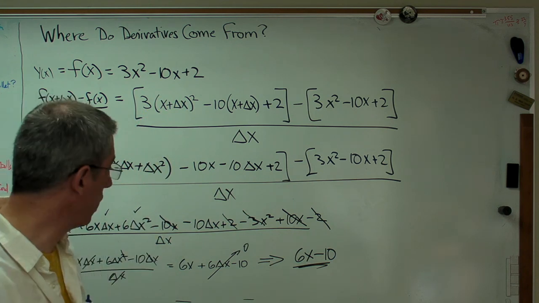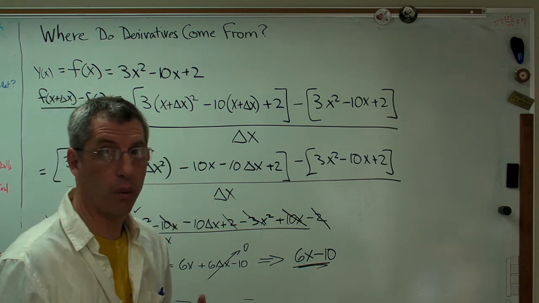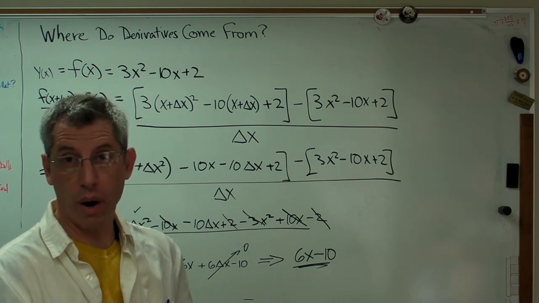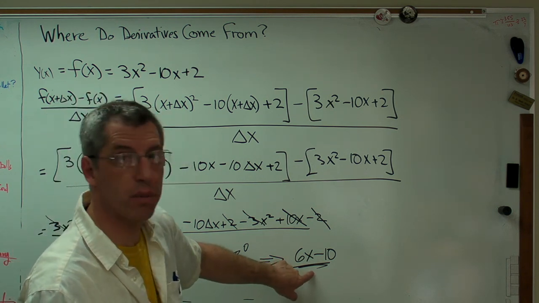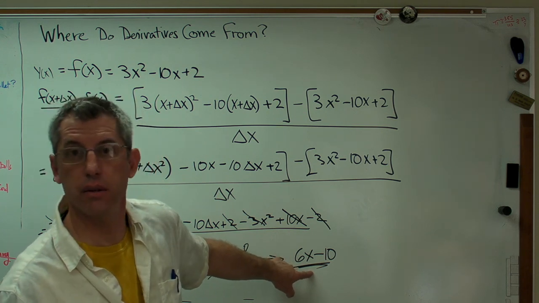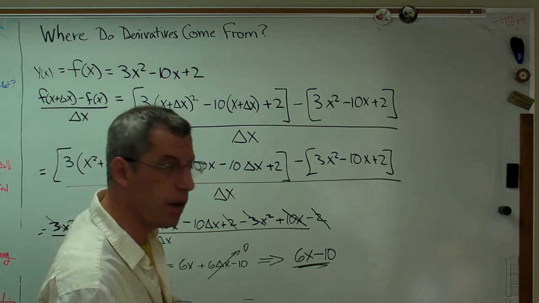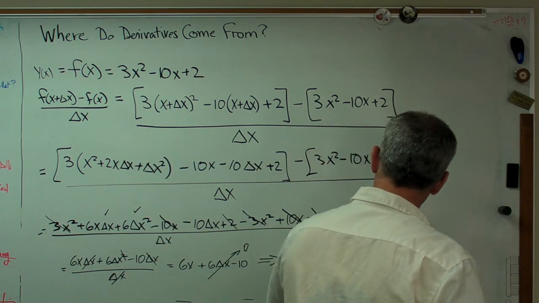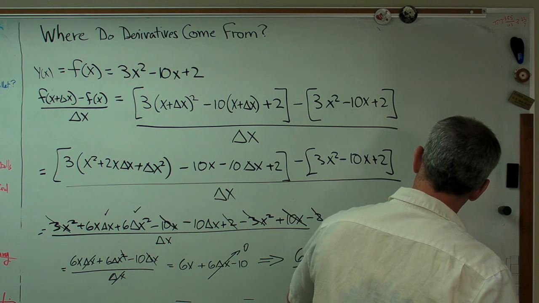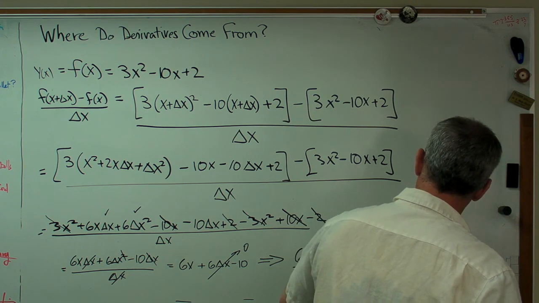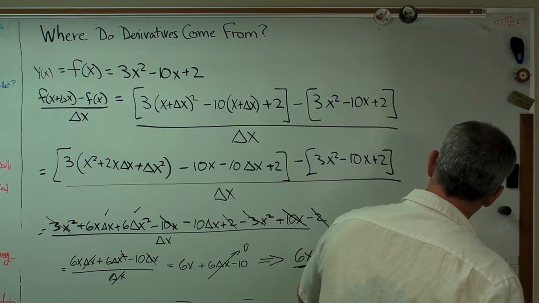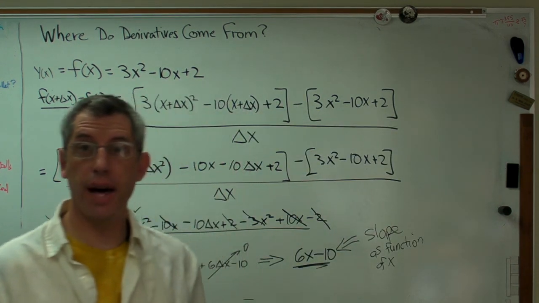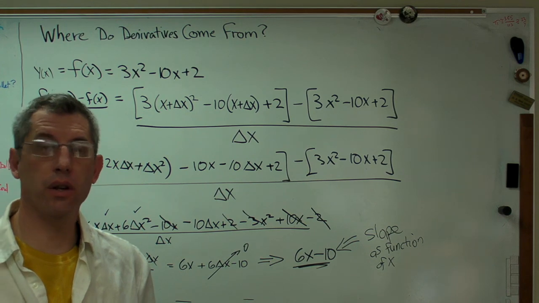Now, the interesting part: we didn't decide up front what delta x was, and we didn't decide up front where x was. This is the slope of that curve everywhere. So now we know. Now, since I have the slope everywhere, as the slope is a function of x, I can plot that anywhere. And that's what makes it useful.